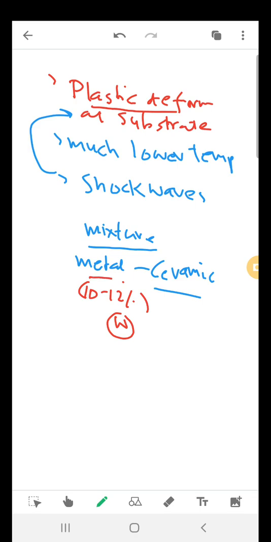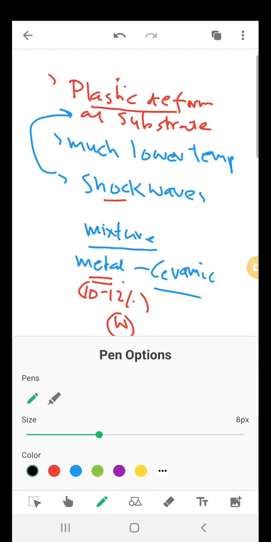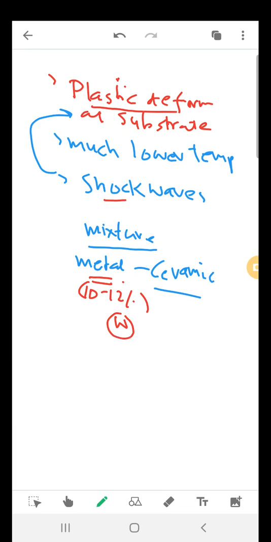So this metal part is the reason that the shock waves will cause the plastic deformation. So this is the reason for the material to get adhered to the substrate. And there are some disadvantages, or some deleterious effects, associated with cold spray.